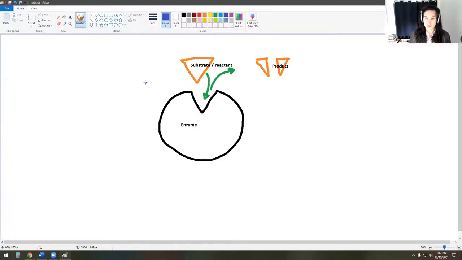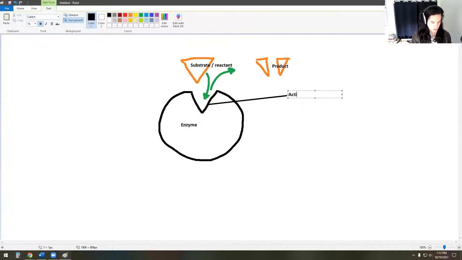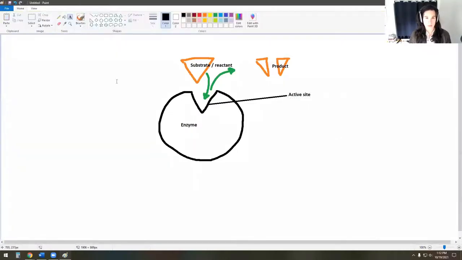A competitive inhibitor is something that's going to compete with the substrate for binding. Oh, and actually, I should probably label this right here, that part right here. It's called your active site. And so a competitive inhibitor, we'll make it a little bit different.